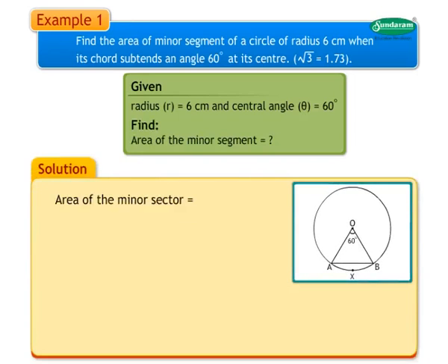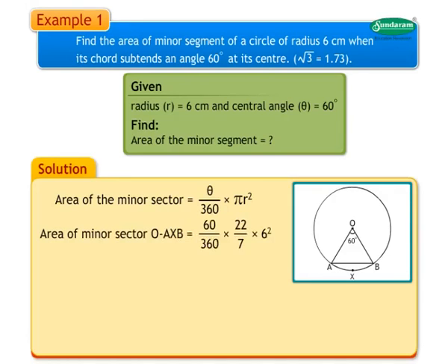Solution: area of the minor sector is equal to theta upon 360 into pi r square. By substituting the values, area of minor sector OAXB is equal to 60 upon 360 into 22 upon 7 into 6 square is equal to 132 upon 7 is equal to 18.857 is equal to 18.86. Mark this as 1.